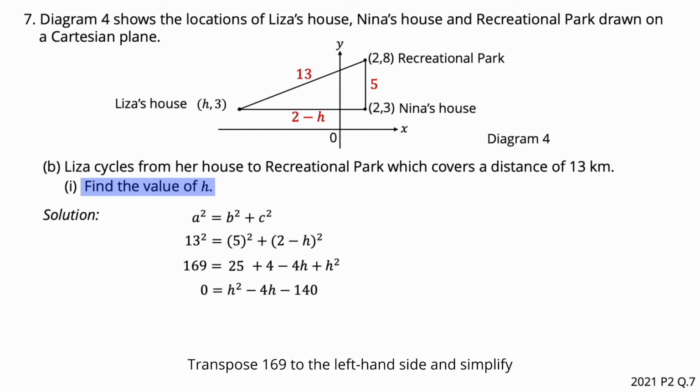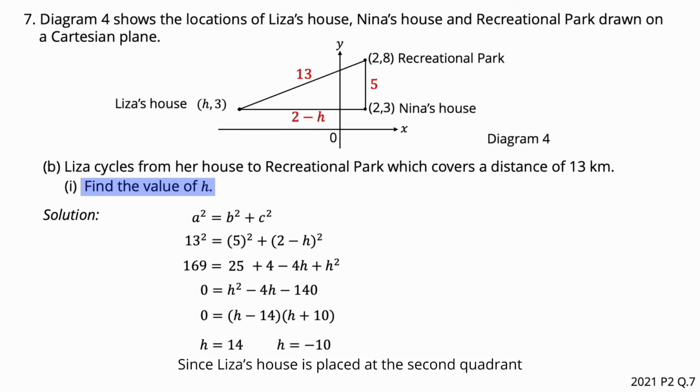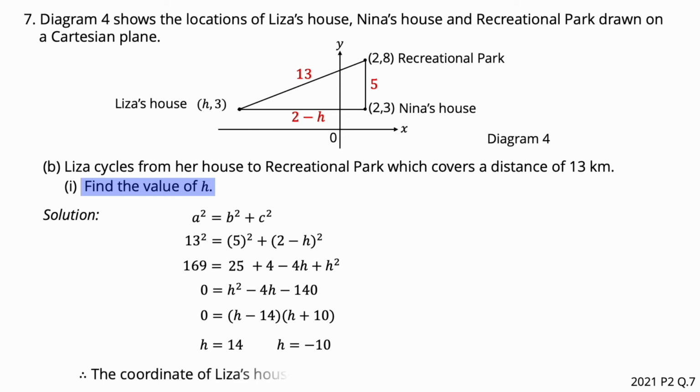Transpose 169 to the left hand side and simplify. 0 equals h squared minus 4h minus 140. By factorization, 0 equals (h minus 14)(h plus 10), h equals 14 and h equals minus 10. Since Liza's house is placed at the second quadrant, x is negative. So, the coordinate of Liza's house is (minus 10, 3). Then h is minus 10.